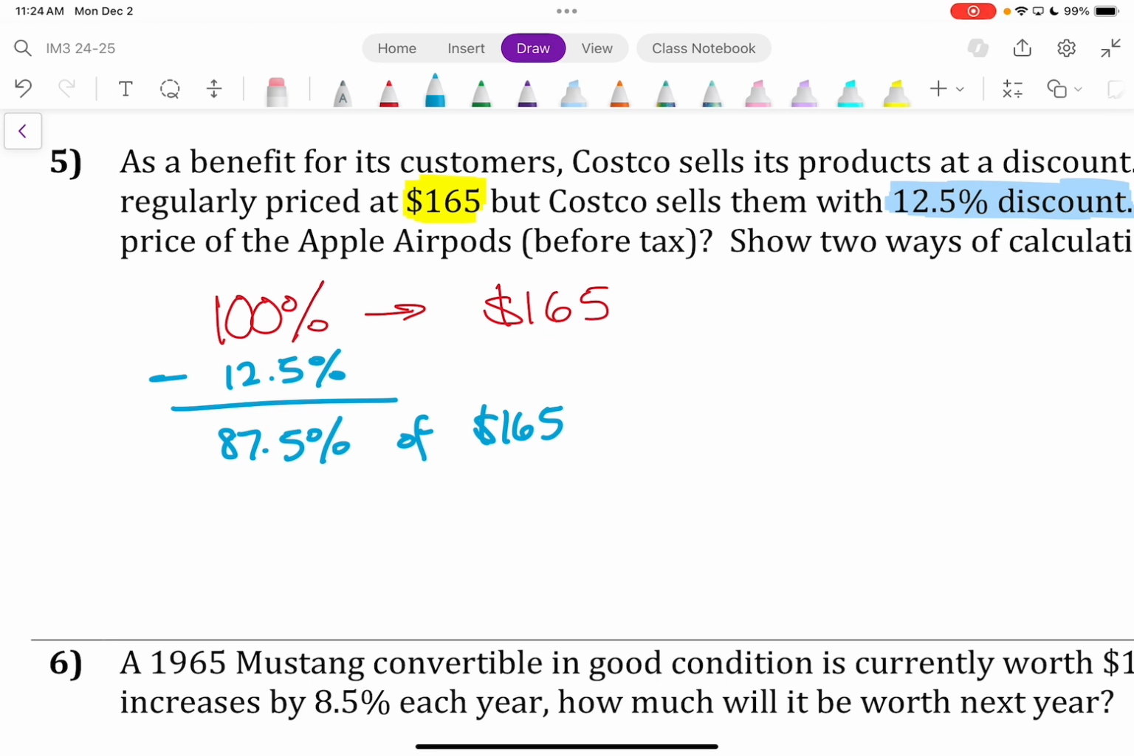Okay? So 87.5, we've got to translate that to a decimal. So that would be 0.875 times 165. And yes, you would need a calculator for this. That's why I let you use calculators on this warm-up. You're going to multiply the following numbers. This calculator doesn't work. Let's try this one.